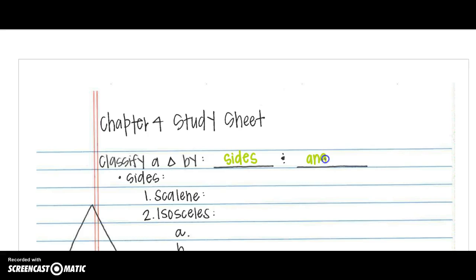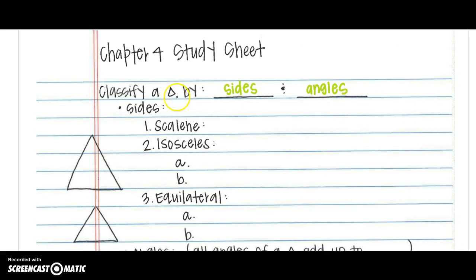and by its angles, and those are two separate things. Sometimes you may be asked to do both, or sometimes you may just be asked to do one or the other. There are 3 ways to classify a triangle by its sides. It's not how many sides it has, it's how do I classify the triangle by its sides. So remember, a scalene triangle will not have any sides congruent. So no sides are congruent for a scalene triangle. So a scalene triangle may look something like that, just looking at the sides.